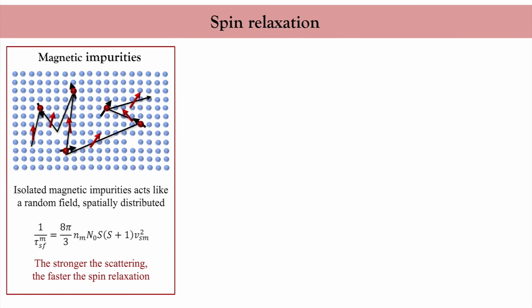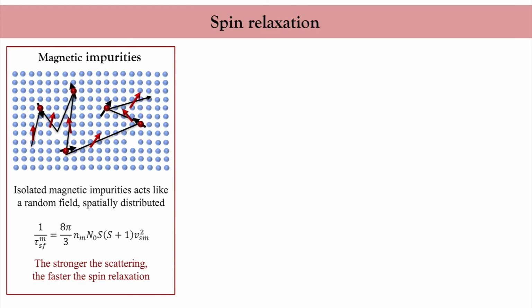Consider first a metal in which some magnetic impurities are randomly distributed. These impurities do not interact with each other, and therefore their magnetic moment is random. When electrons flow in such a material, they scatter against these impurities, and their spin experiences a small kick that randomizes their direction each time they scatter against such impurities. So the stronger the scattering, the faster the spin relaxation. This is the first case we have seen in the previous slide. The precession time is much faster than the scattering time.